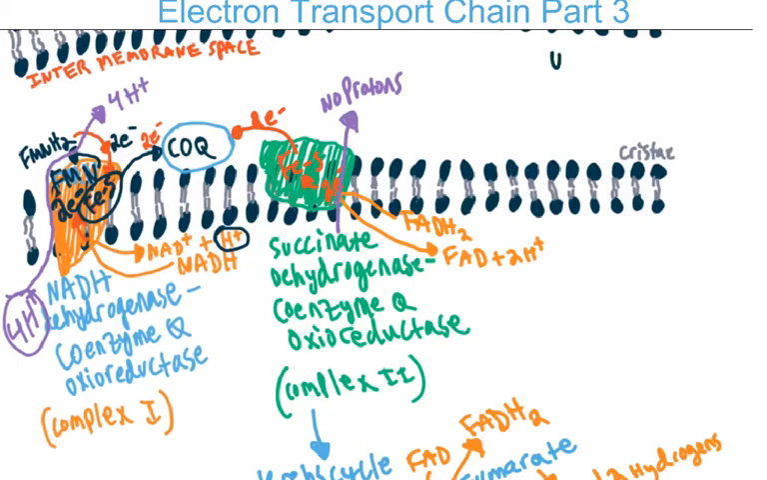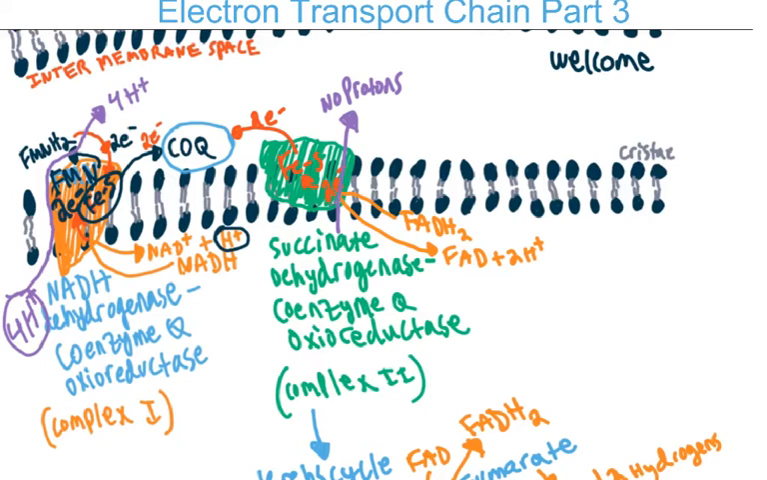Alright guys, welcome back to Underground Science, and in this video we'll be talking about the electron transport chain part 3. So in the previous two videos we've talked about complex 1 and complex 2. Complex 1, otherwise known as NADH dehydrogenase coenzyme Q oxidoreductase, complex 2, succinate dehydrogenase coenzyme Q oxidoreductase, and now we'll talk about coenzyme Q cytochrome C oxidoreductase, also known as complex 3.